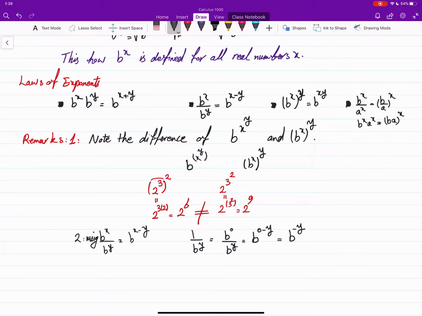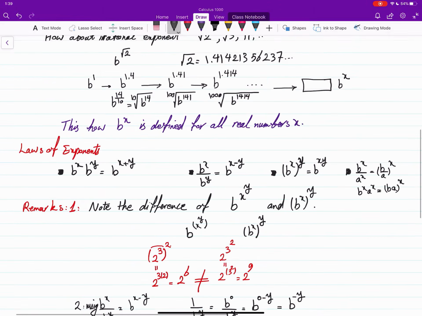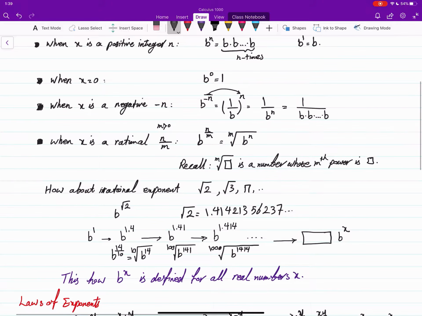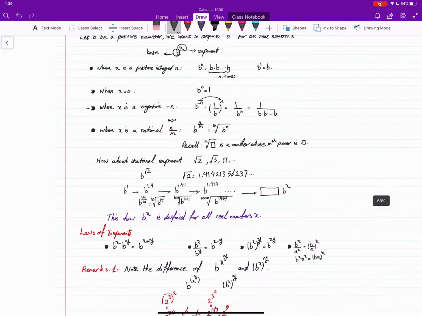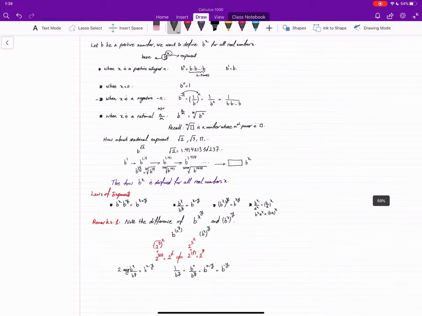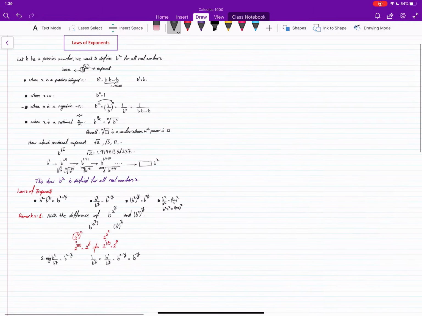And you see here that in general, if you bring something from the denominator to the numerator, you have to multiply the exponent by a negative sign. This is basically what we did for the negative integers up here for just a specific case. In general, that's always true. If you bring a number from the denominator to the numerator, you have to multiply the exponent by a negative sign.